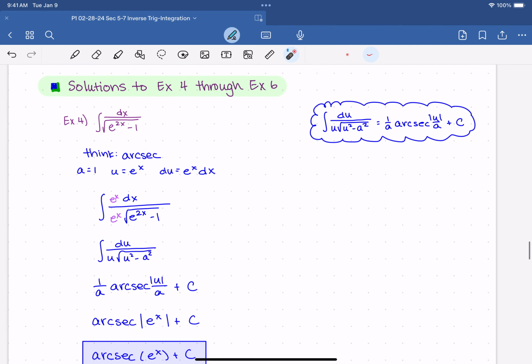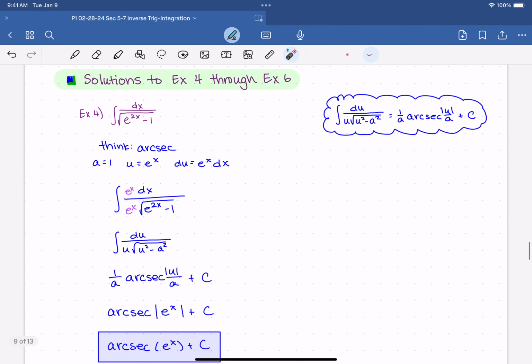All right, here's the solution to the first one. So here's the thought process. We first have to decide if this really is inverse trig, if that's a good way to approach it. And I do see a composition, but the derivative of the inside would be 2e to the 2x, and I don't have that anywhere in the problem. I just have a dx. So it's probably not a u sub problem.